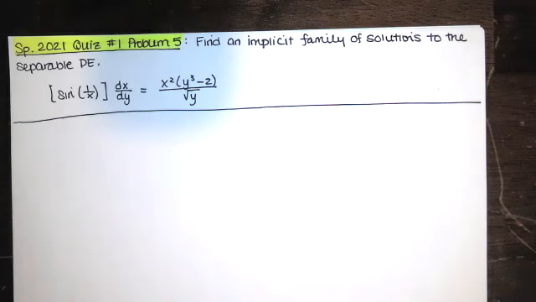In this video, we solved problem number 5 from quiz number 1 from the spring 2021 semester for Math 2613, Elementary Differential Equations at Tulsa Community College. We're asked to find an implicit family of solutions to the separable differential equation, and we have this right here.